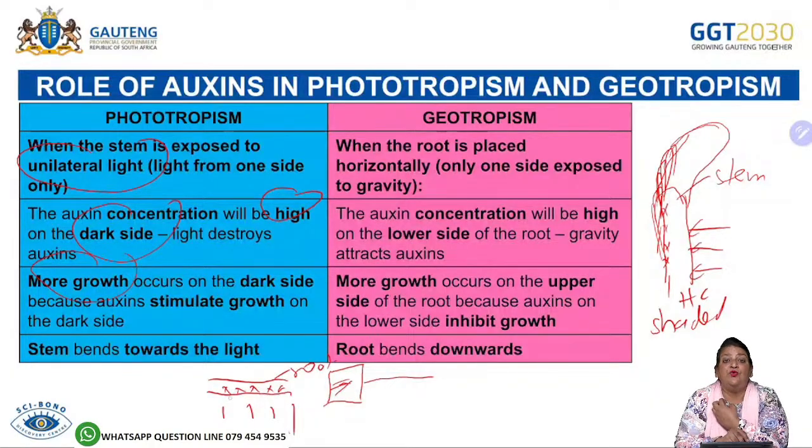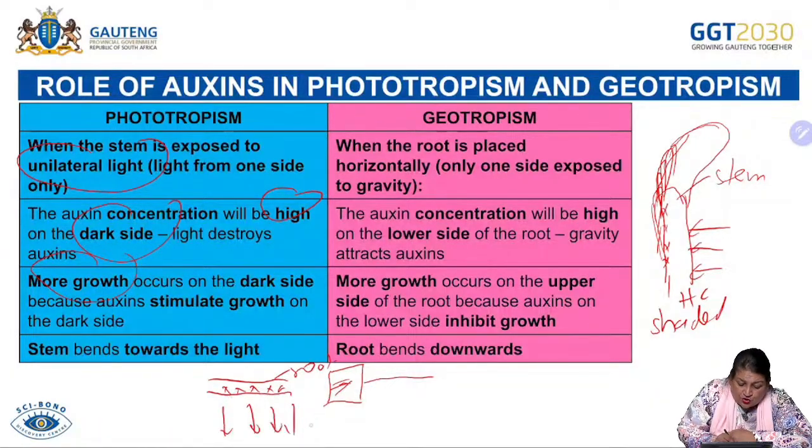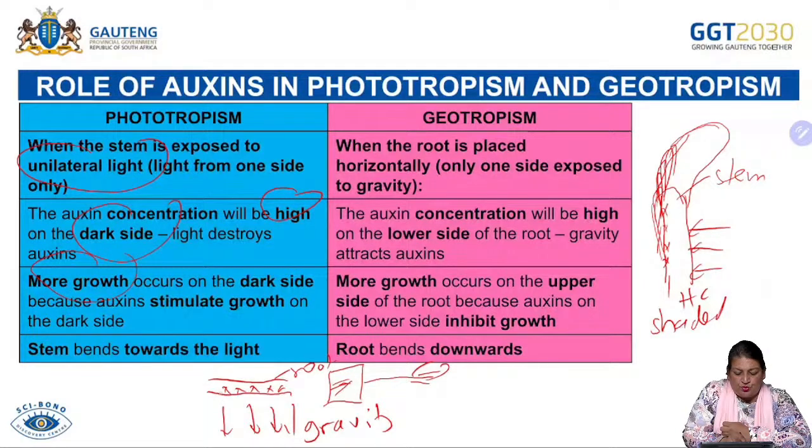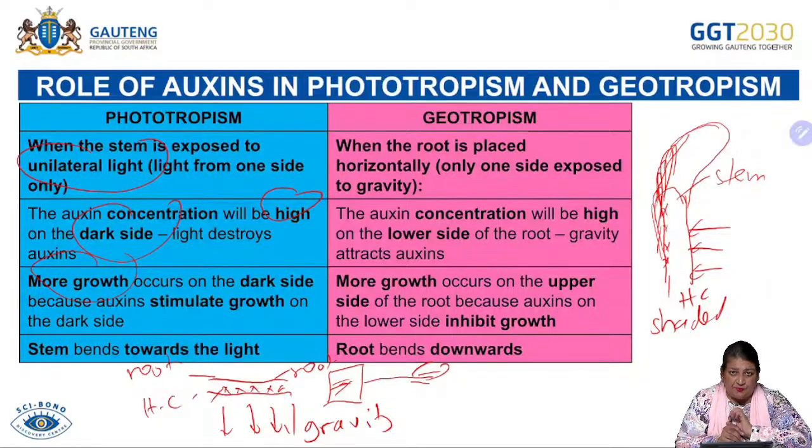They are moving or reacting towards gravity. So these arrows are showing me gravity. Here's your pot plant. It fell down. So here's your roots. So gravity is going to pull the auxins on the lower side of the root. Now learners, just understand that in a root, a high concentration of auxins is going to inhibit growth. Where there's a high concentration of auxins on the lower side, growth is going to be inhibited.